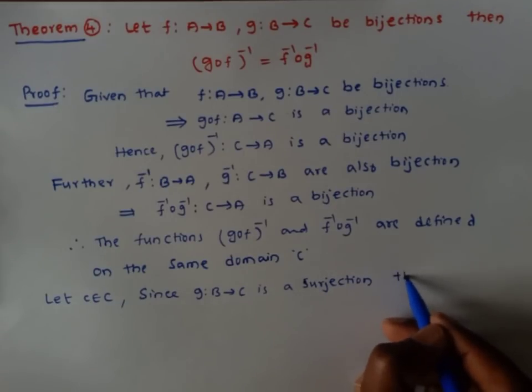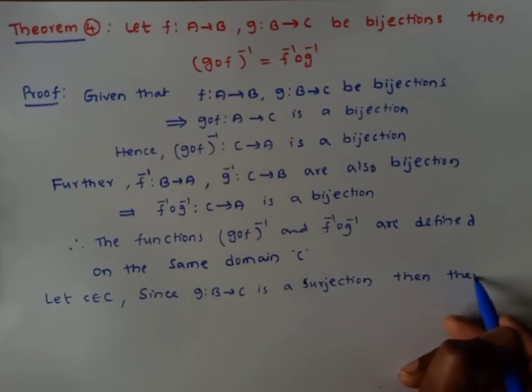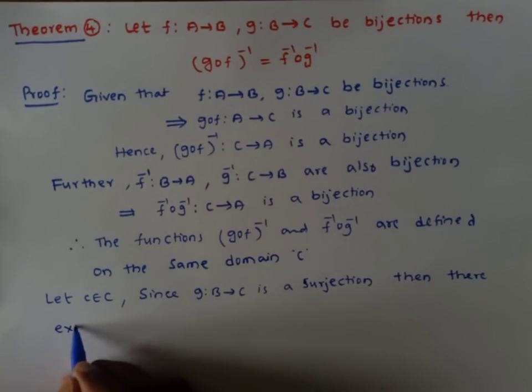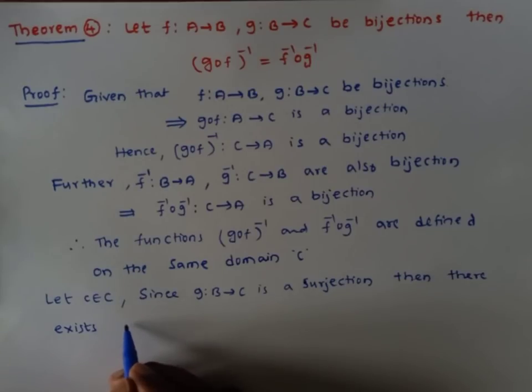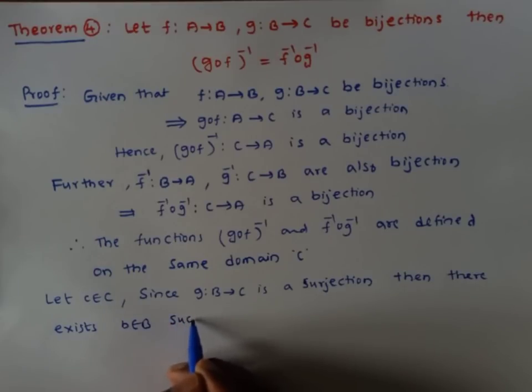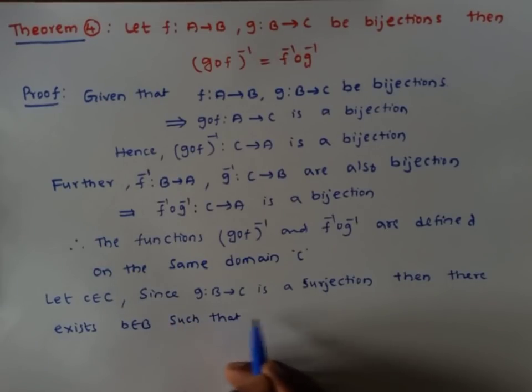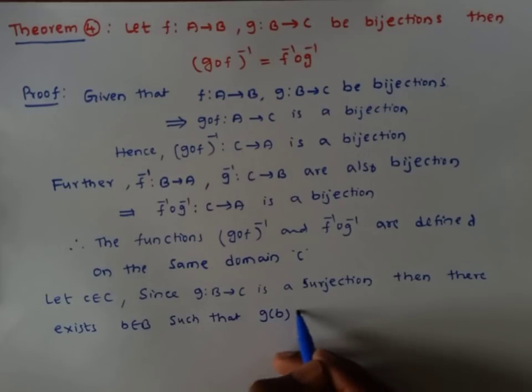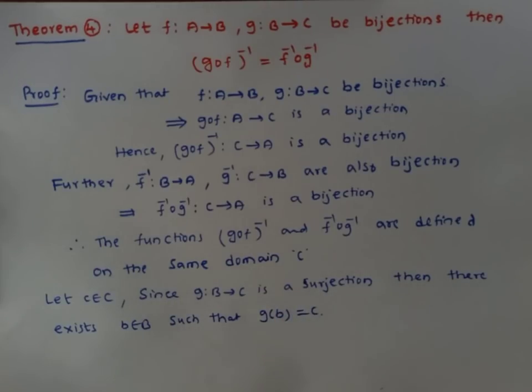Then there exists b belonging to B such that G of b equals c. This is all definition, I am not writing anything new. So G is a surjection. What is the surjection definition? For each c belonging to C, there exists an element b belonging to B such that G of b equals c.